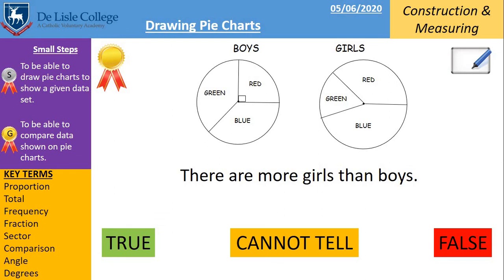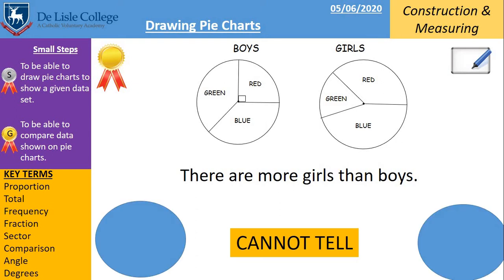There are more girls than boys. Okay, on this one you definitely can't tell. We have no idea. You can't tell from the sections there whether there's 100 girls and only 50 boys asked. There's no way of telling from that information.